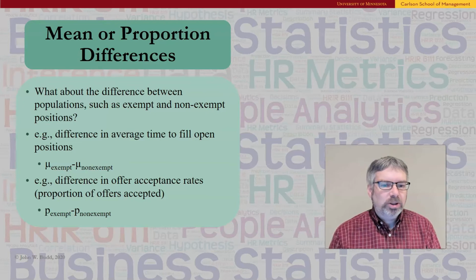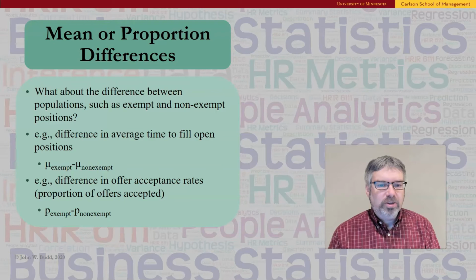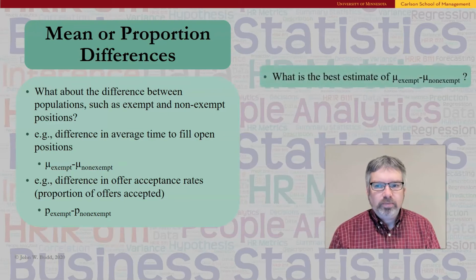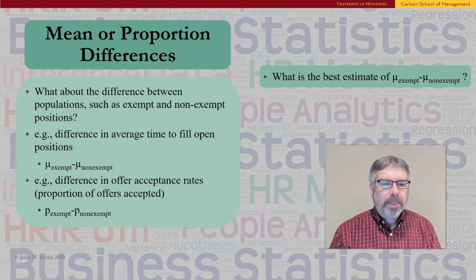Or in terms of proportions, maybe we're interested in whether there is a difference in the offer acceptance rate across these two different types of jobs. So that would be a difference in two proportions. But we're not going to observe the entire population. We're going to have to make inferences based on a sample. So what is the best estimate of the difference in these two different means?